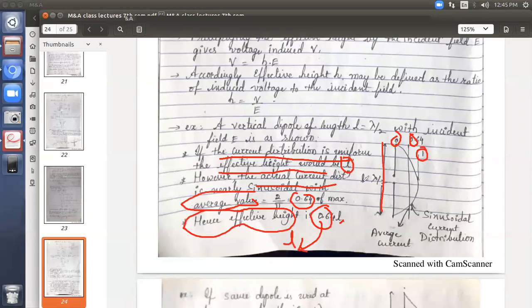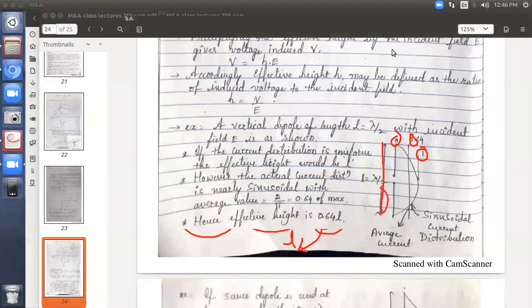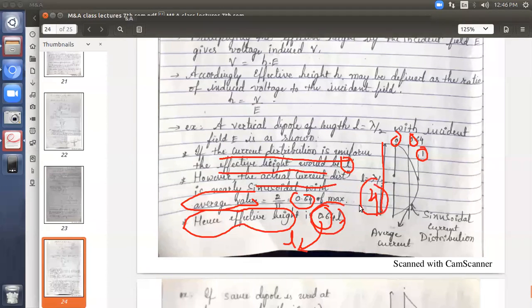Okay. If you take length as lambda by 2, say length as 4, some example I'm taking, L equal to 4, what will be the height? 0.64 into 4, how much will you get? What is 0.64 into 4? 2.56. See, actual length is 4, but you are getting 2.56, which is less than the actual height.